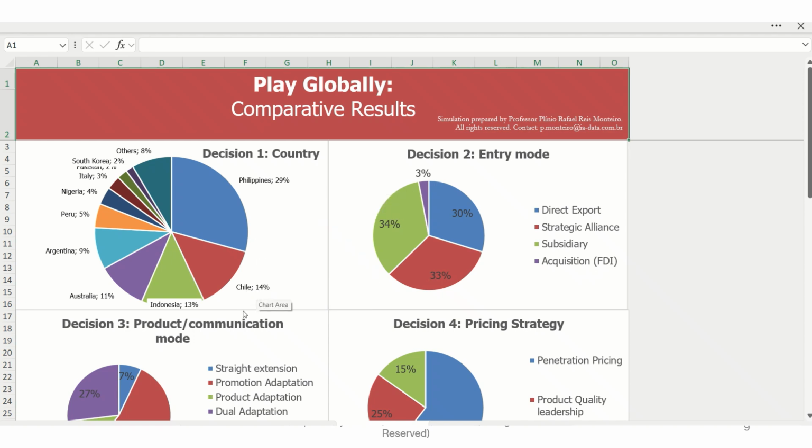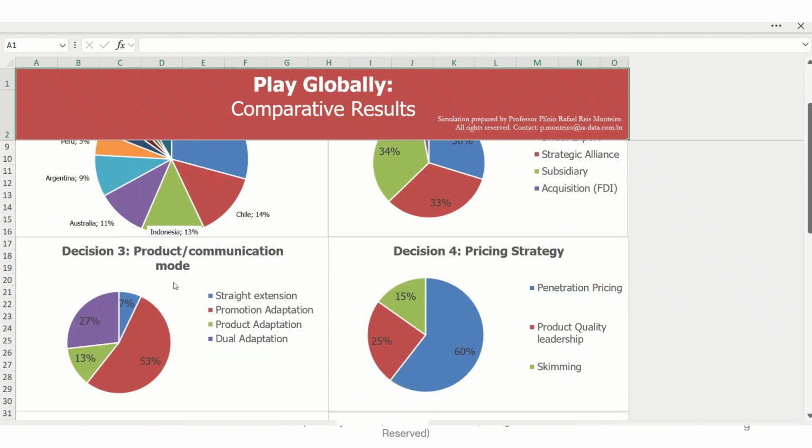In the second position, we have Chile, then Indonesia, then Australia, then Argentina, and other countries like here. The decisions, most of students select a subsidiary, others select strategic alliance, and some selected direct export. Indeed, acquisition was not so common during the simulation.